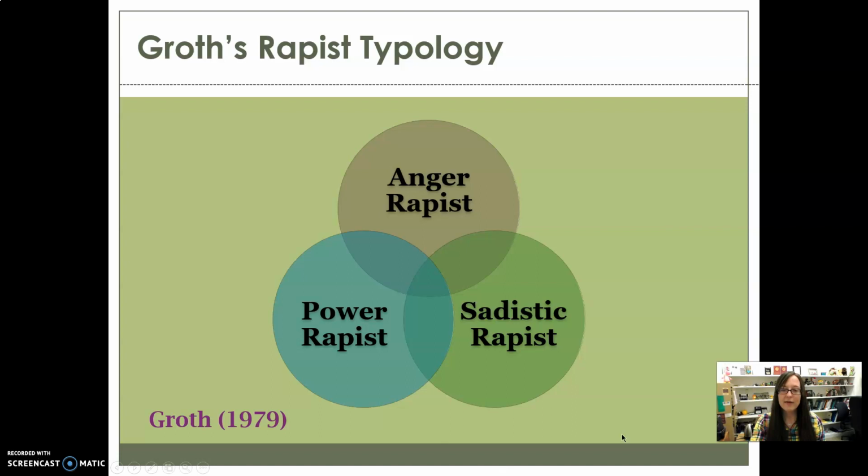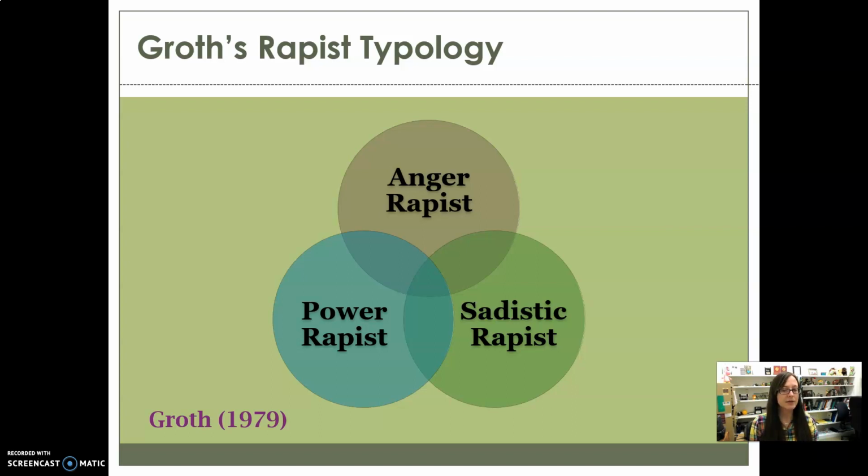And then there are the sadistic rapists. These are the most dangerous type. These people get pleasure and excitement, including sexual arousal, from the infliction of harm. It is sexually arousing to them to be harming other people. They enjoy the victim's fear, they enjoy the victim's suffering.